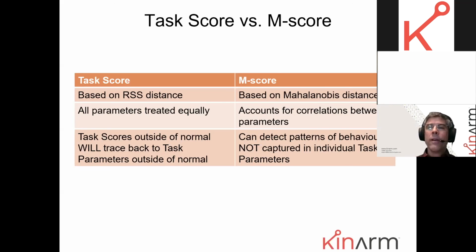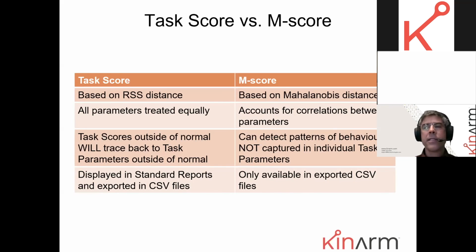With an M score, that's not always going to be the case. This is, I guess, in some ways good, in some ways bad. If you're trying to understand where that large M score came from, it's not going to be obvious because the M score is detecting patterns of behavior that are abnormal.